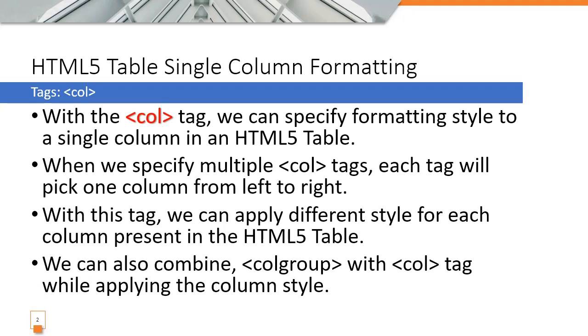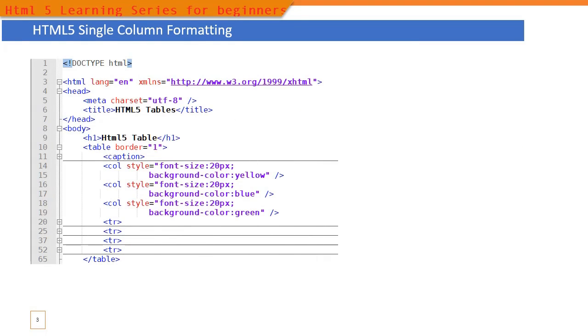With this tag, we can apply a different style for each column present in the HTML5 table. We can also combine colgroup with the col tag while applying the column style. That means if we have a 5 column table, you can use a colgroup to group the first two and last two columns in two colgroups, then a middle column with a col tag. So you can combine colgroup and col tag.